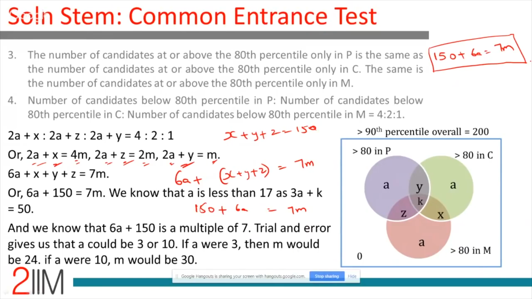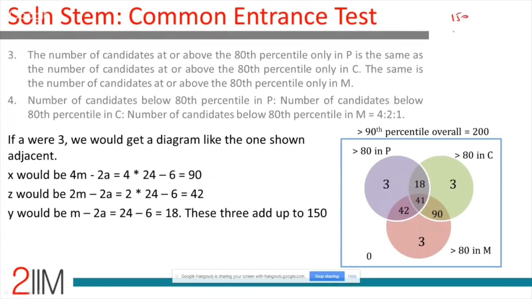Okay. I'm going to do a bit of trial and error. Let's say A is 0. 150 equals 7m. Doesn't work. A is 1. 156 equals 7m. Is 156 a multiple of 7? 140 is a multiple of 7. 154 is a multiple of 7. 156 is not. A equal to 2, 162, not a multiple of 7. Let's go step by step from here and try to locate a multiple of 7.